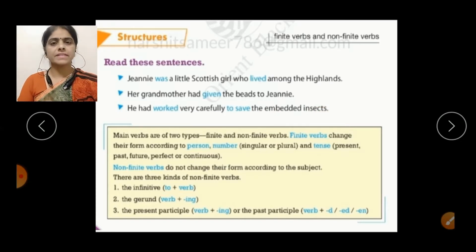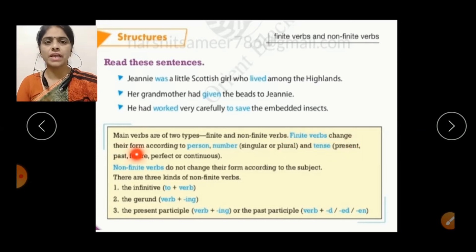In these sentences, you can observe these highlighted words like was, lived, given, worked and to save. These are verbs of both kind, finite and non-finite. Now, which verbs are finite and which verbs are non-finite? Let's read the paragraph to know this. Here, main verbs are of two types, finite and non-finite verbs.